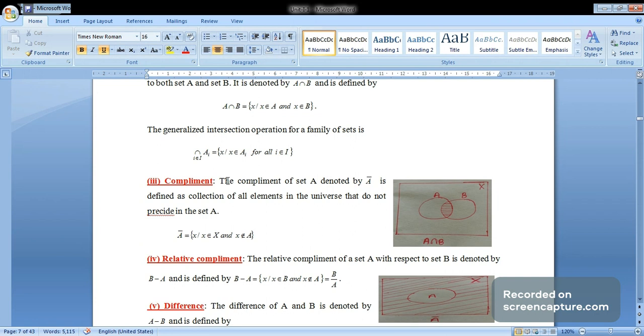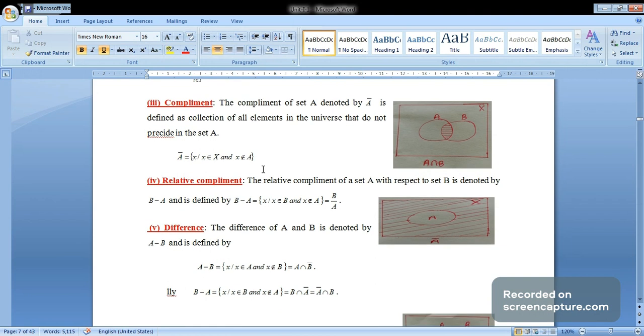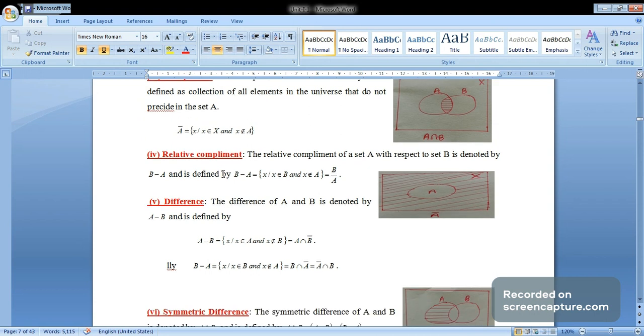The next definition is complement. The complement of set A is denoted by A complement or A bar. It is defined as the collection of all elements in the universe that do not reside in the set A, that is A complement equal to {x such that x belongs to X and x does not belong to A}. Okay, the element x belongs to the whole set X and does not belong to the set A. That is the definition of complement.